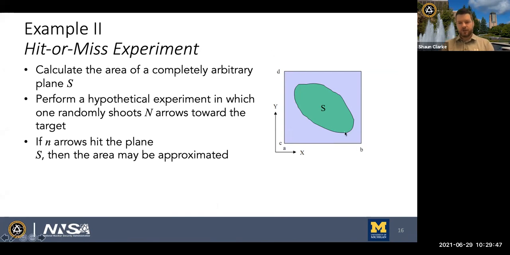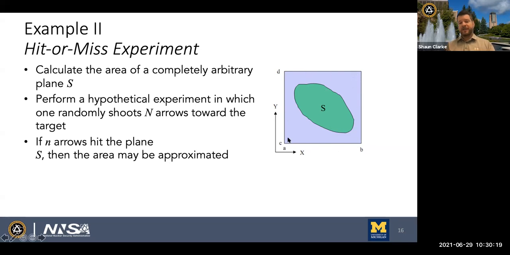So we got a little drawing here. We've got this surface S, and we want to compute the area of that surface, and we're assuming that the surface is complex enough that you can't just perform a numerical integral. It's a completely arbitrary and complex surface. So we can do a thought experiment that involves the surface S, and maybe it's bounded in this square that's ABCD, completely bounds our surface S.